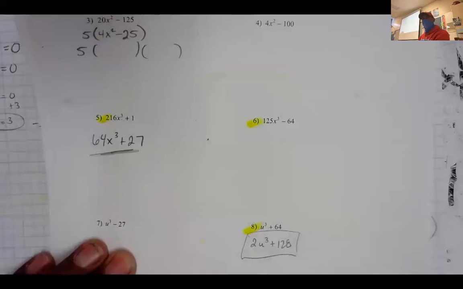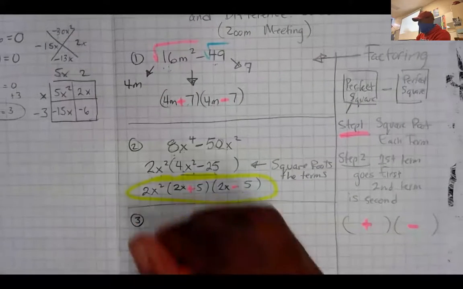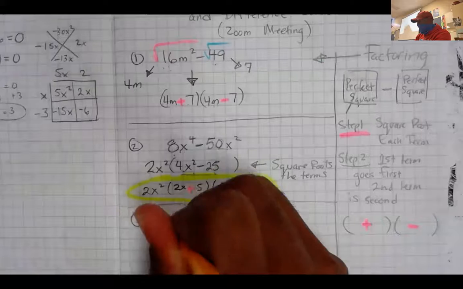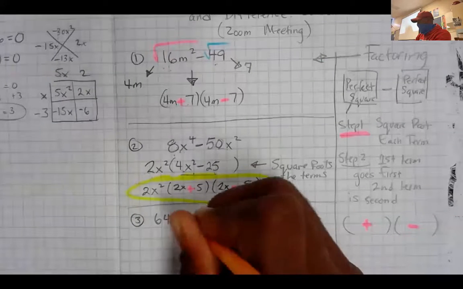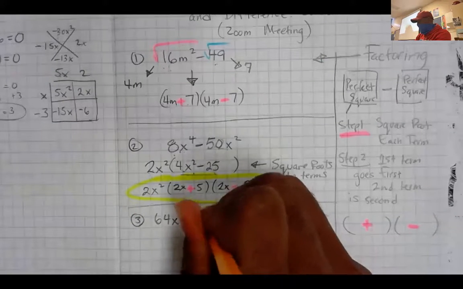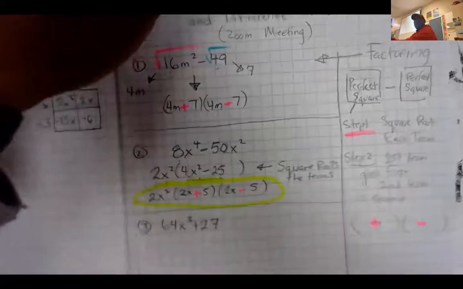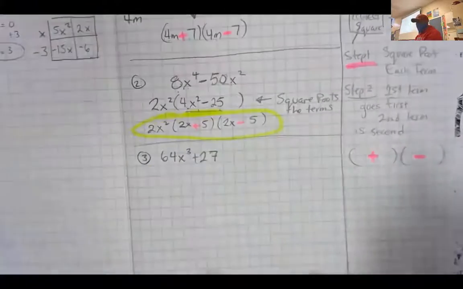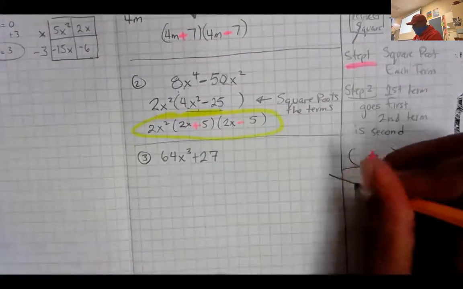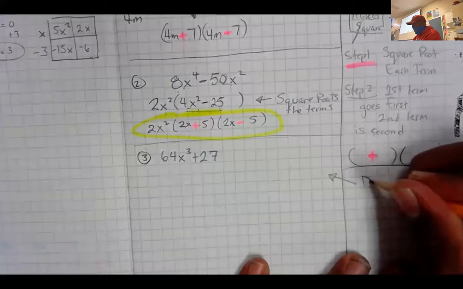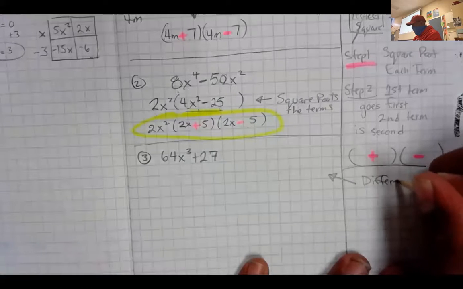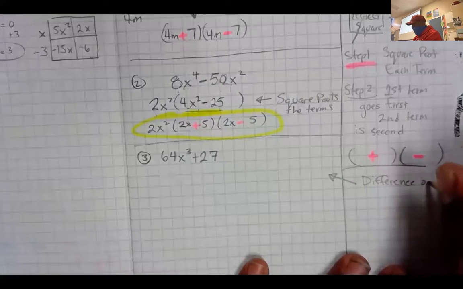So we're gonna do this example right here, 64x cubed plus 27. So 64x cubed plus 27. So this is going to be a sum of cubes.